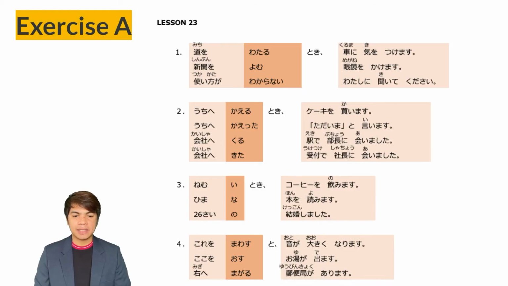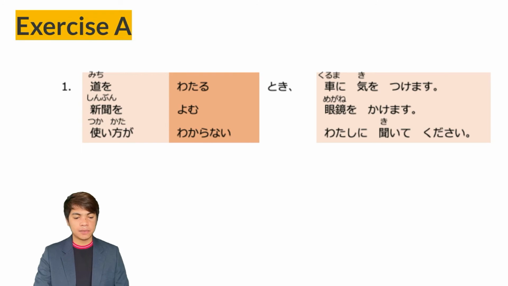Lesson 23, Exercise A. Once again, I will read the sentences and please repeat after me. Let's read number 1. Michi o wataru toki, kuruma ni ki o tsukemasu. So from the sentence, Michi o watarimasu, to cross the street. So from watarimasu to wataru. Michi o wataru toki, when crossing the road, kuruma ni ki o tsukemasu. So kuruma ni ki o tsukemasu, beware of the cars.